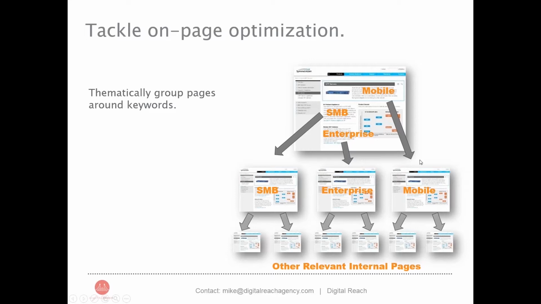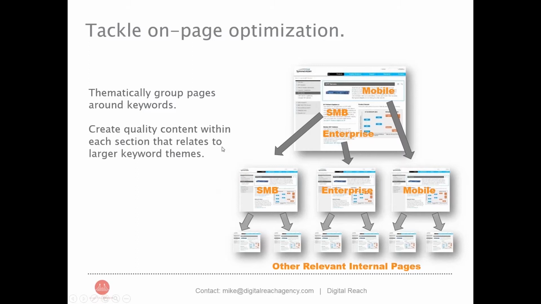Google says, I got it. This whole section is around mobile. And I'm able to build a theme around certain keywords by strategically linking within the content. And I'm going to jump off and show you how Zappos does this, and it's quite interesting how they go about doing it. This is also a way to create quality content within each section so that it relates to a larger keyword theme. And then finally, linking pages within the same group to further strengthen the theme of that website.